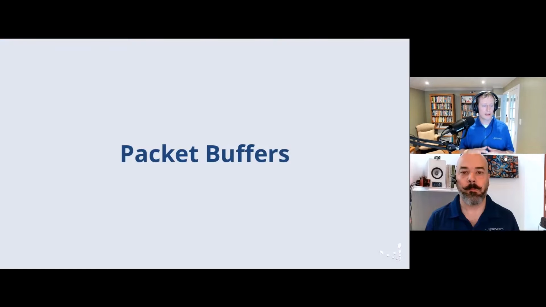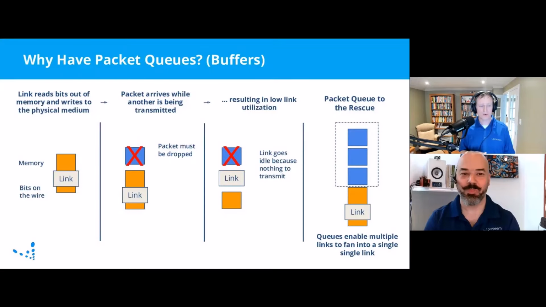So if packet buffers are why we have latency in packet networks, what if we just get rid of all the packet buffers? Why are they there in the first place? And of course, they're absolutely necessary to performance in a packet network. To try to explain why, we'll look at this little diagram here. A link that's writing bits to the wire, like copper or fiber, is reading bits out of memory and writing them to that medium. We don't often think about that, but it is writing things as it goes.